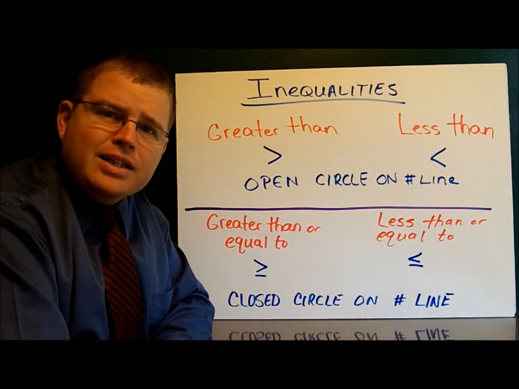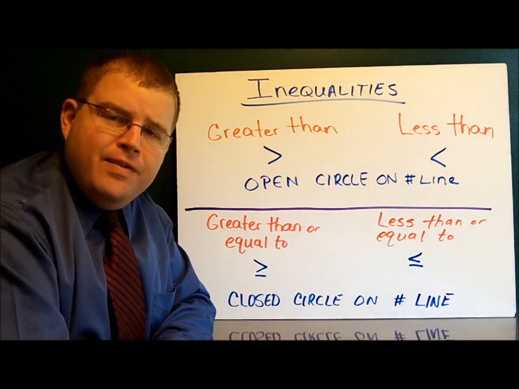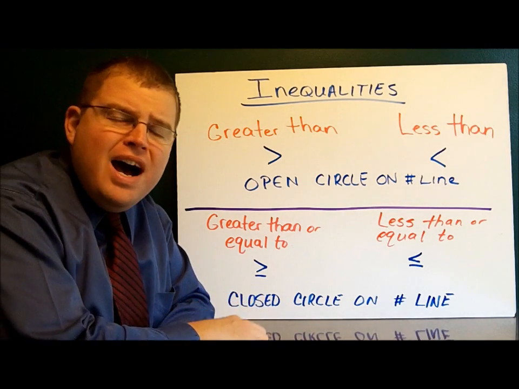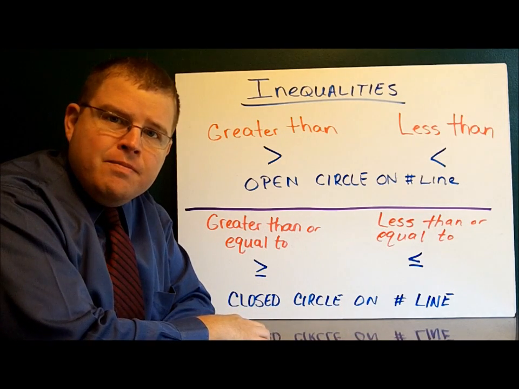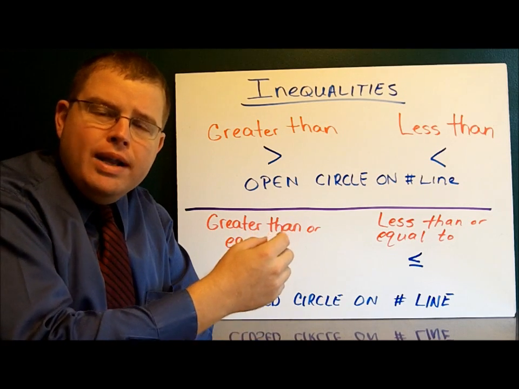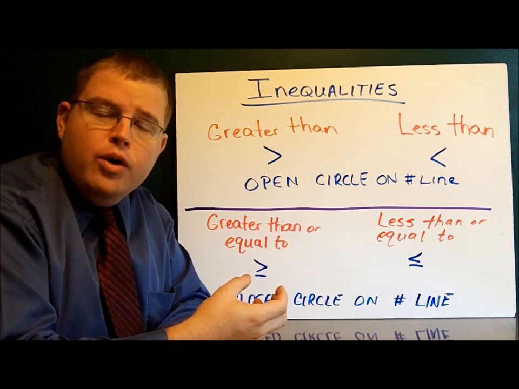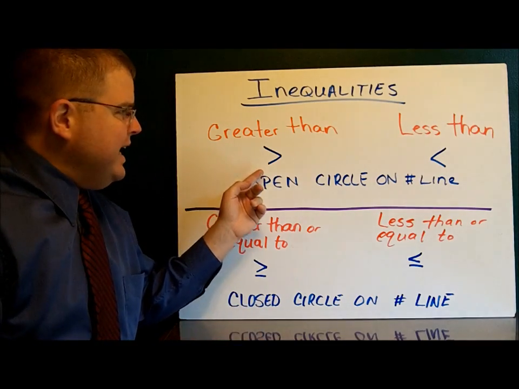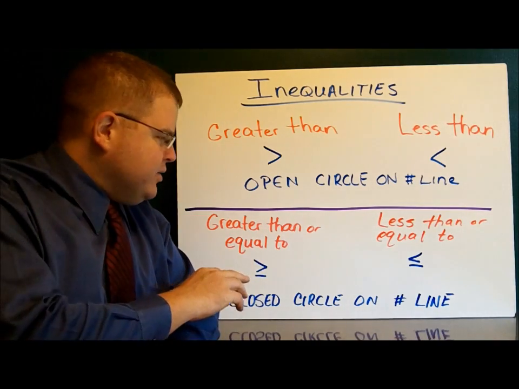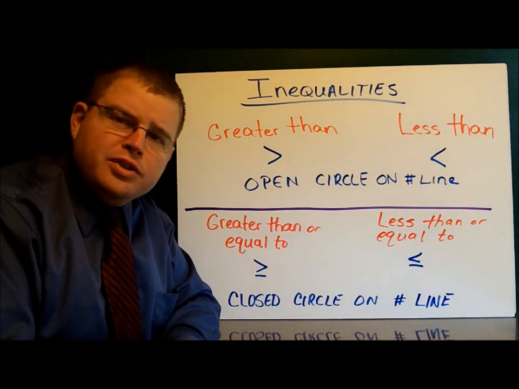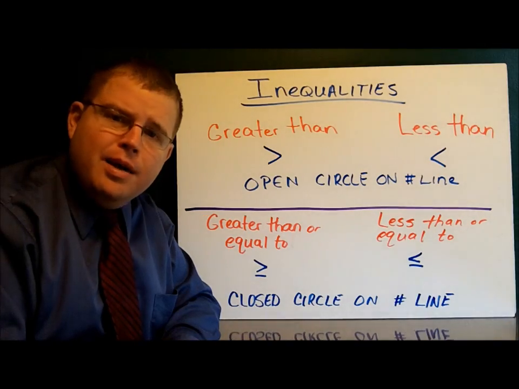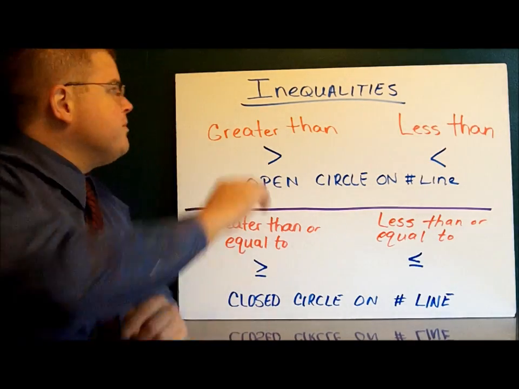For instance, if I said x was greater than 5, it would be any number bigger than 5. If I said x was greater than or equal to 5, it could be any number that was 5 or bigger, including 5. When you graph these on a number line, it's important to know that sometimes the point that you draw is going to be a filled-in circle or an open circle. If it's greater than or less than, it's an open circle because it does not include the value where you put the point. If it's greater than or equal to or less than or equal to, it does include that point, and therefore it'll be a filled-in circle. Let's take a look at a couple of examples that'll make that a little more clear.